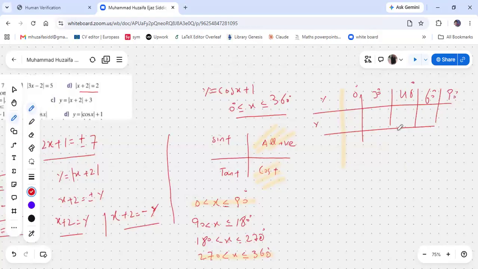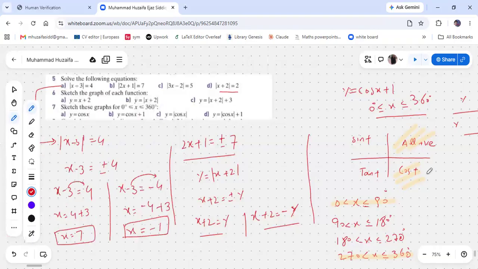This is the previous problems. Is there any problem in question 7? No, sir, no problem. Okay, and don't be confused at this one part. y is equal to cos of mod x plus 1. So look at here, this is the plus 1.